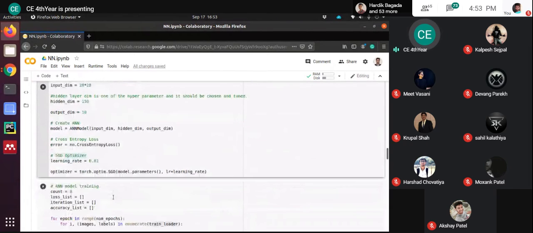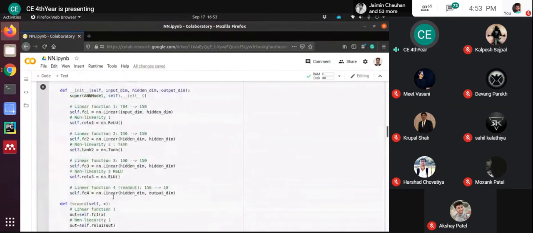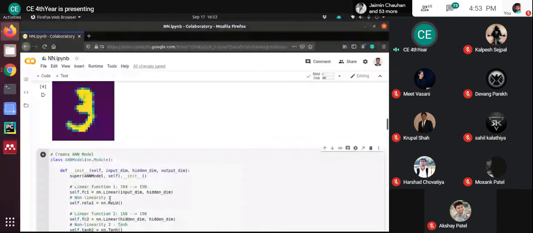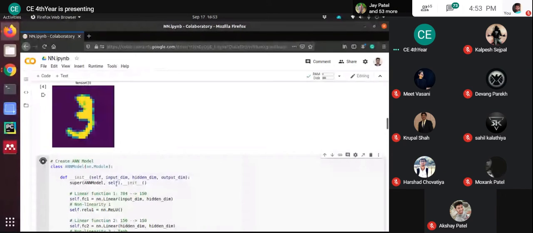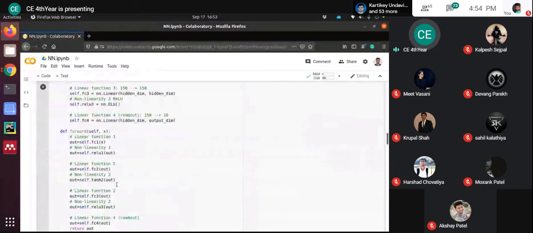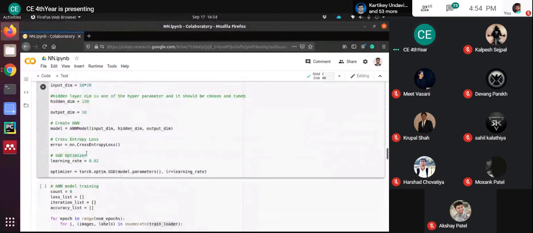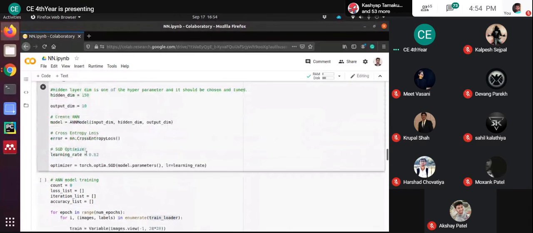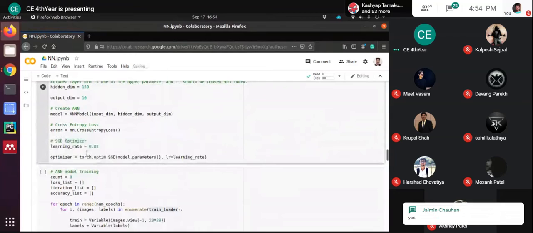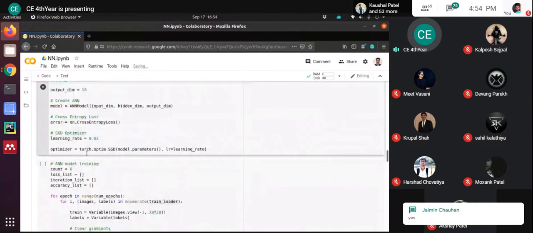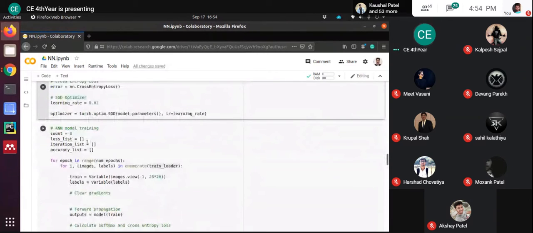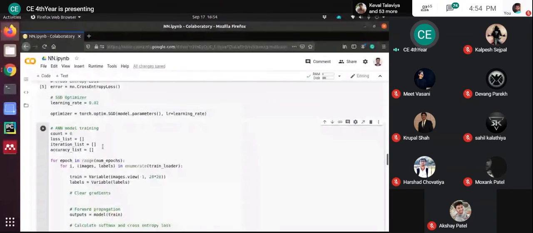So, are we clear with this cell? Any doubt in this particular cell, the creating ANN model? Okay, so right now there is no error. Any doubt in this particular cell? Should we move ahead? Right, so our model is ready. Now let's start with the training and the testing phase.